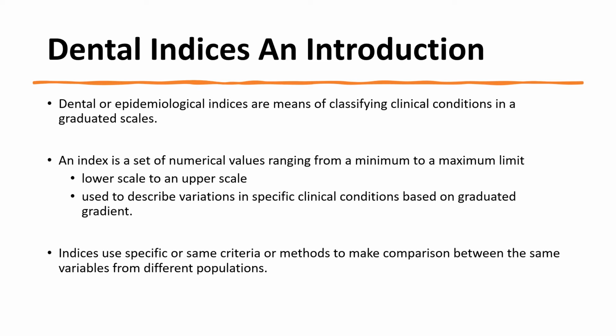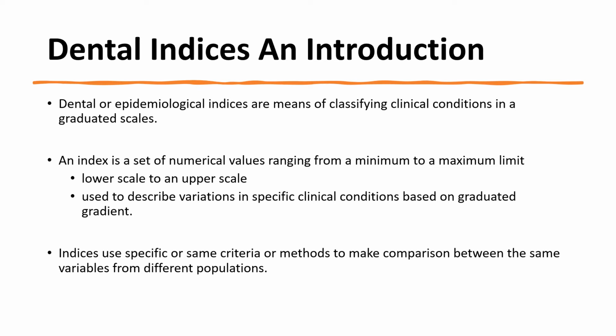Indices are used to describe variations in a specific clinical condition based on a graduated scale. So that is what I've been talking about now. You use indices to describe variations. What we mean by variation is, how does this condition in this person vary from the condition in this person? And also looking at it at a population level, how does this condition in this community vary from this condition in this community?